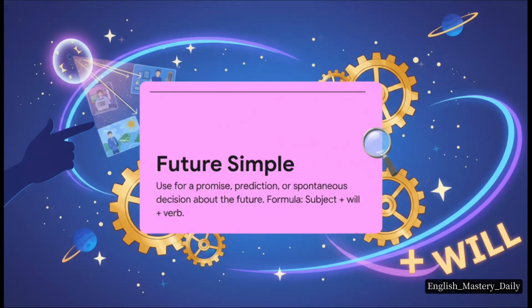Looking ahead, we've got the future simple. This one's for promises, predictions, or those on-the-spot decisions you make about the future. It's super simple. Just use will plus the verb. Like, I will call you later. It's a promise about something I'm going to do in the future.